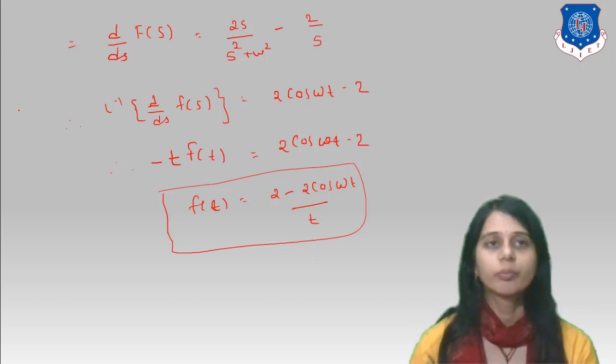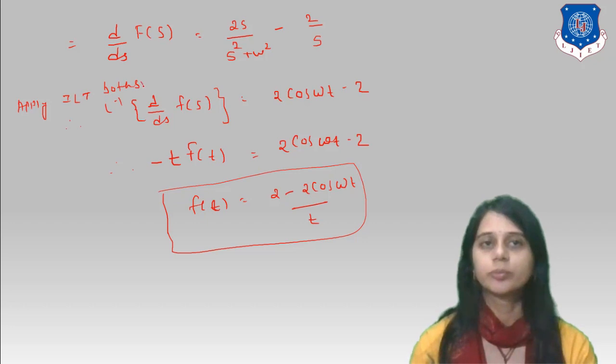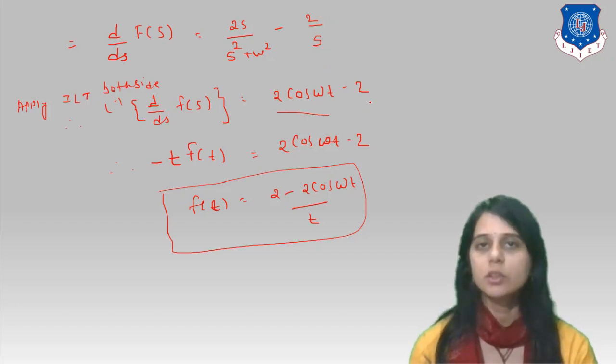Apply the inverse Laplace transform on both sides. So the Laplace inverse of d by ds of F of s; the inverse of 2s upon s square plus omega square we directly use as 2 cos omega t, and the inverse of 2 by s is 2. Since d by ds of F of s is minus t f of t, it is 2 cos omega t minus 2. Taking f of t as the subject, 2 minus 2 cos omega t by t is the answer.